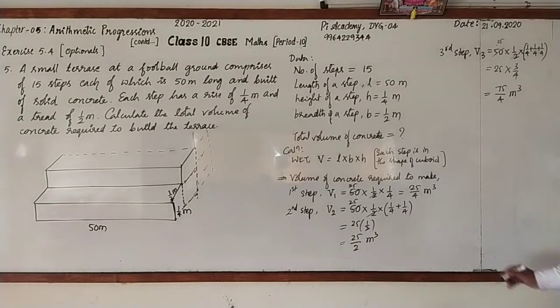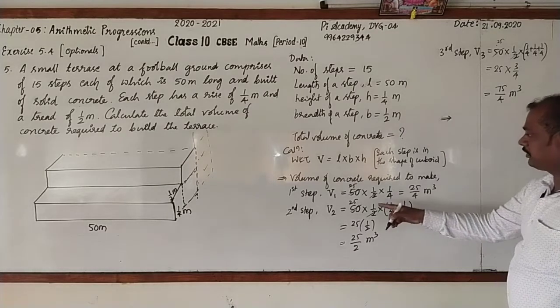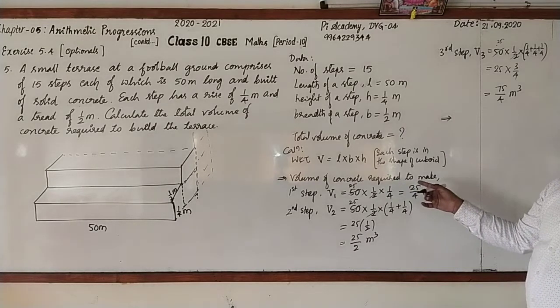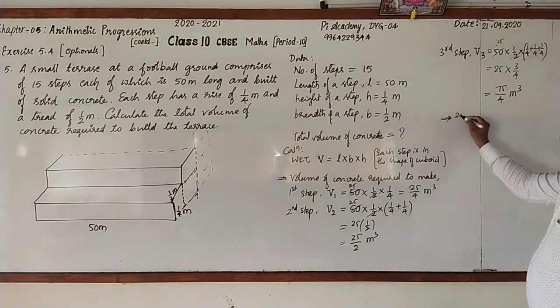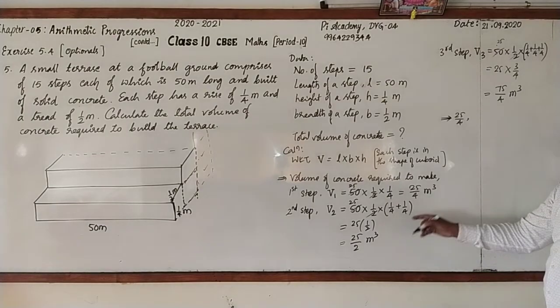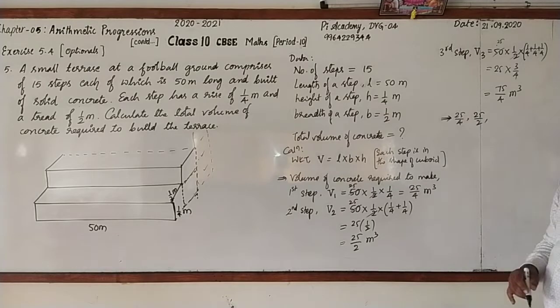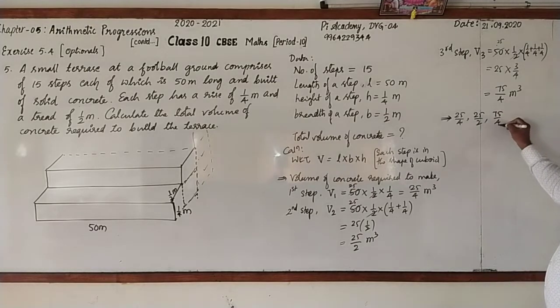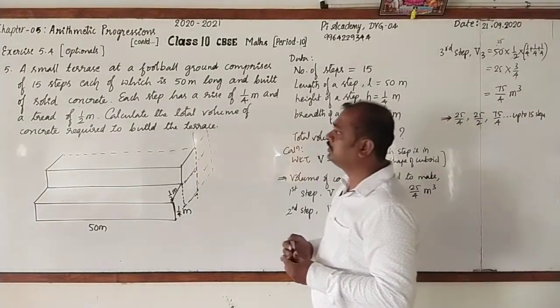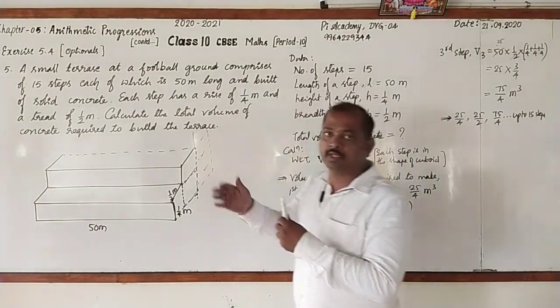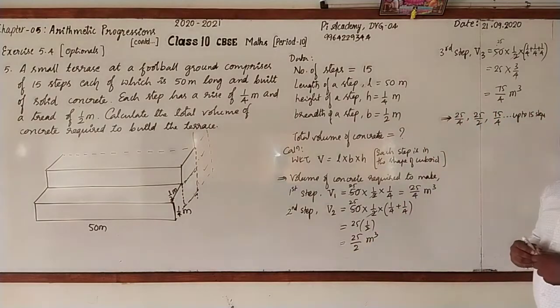Got it? Now, we can write the volume of concrete required to make 15 steps as, look at, for first one 25 by 4 meter cube, second one 25 by 2 meter cube, third one 75 by 4 meter cube. Up to how many steps? 15 steps. Here I'll write up to 15 steps. Got it? Okay. Now we have to check whether it forms an AP, because they are not given uniform volume of concrete is required to make the consecutive steps. Hence, we need to check that.